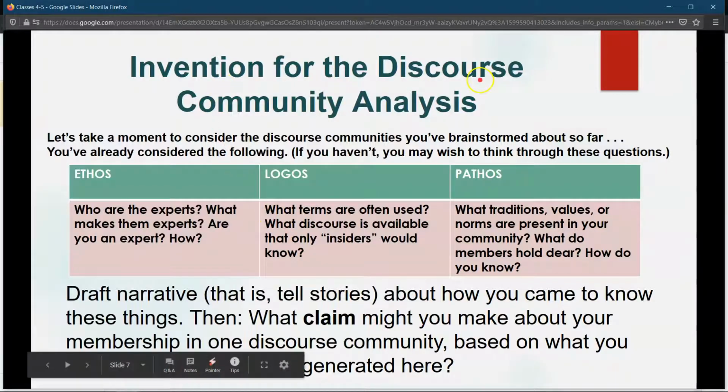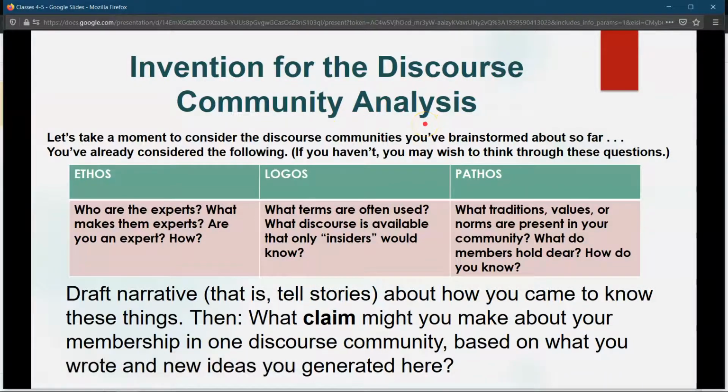Now here is the invention for the discourse community analysis that we went through last week, and that I would highly recommend looking at in order to start invention or drafting. So what story can you tell about the process of becoming a member of your particular discourse community?